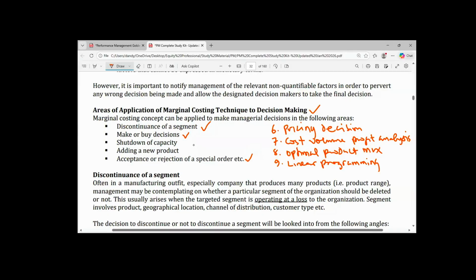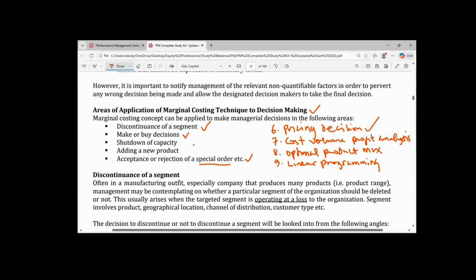Most of them are topics on their own. For example, Mr. Shuaju has already taken you through pricing decision. Cost volume profit analysis is a topic on its own. Optimal product mix is a topic. Linear programming is a topic. All of these, we are going to dissect when we get there. The focus is on the three areas that I mentioned, which are discontinuance of a segment, make or buy decision, as well as a special order.